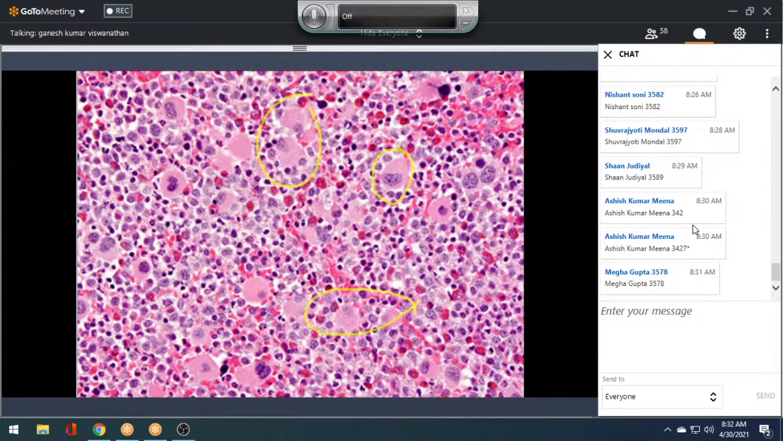And in the background, you can see a lot of granulocytic cells and immature granulocytic cells. You see neutrophils here, there are eosinophils, there are myelocytes, there are blasts. So all these cells are seen in the background.